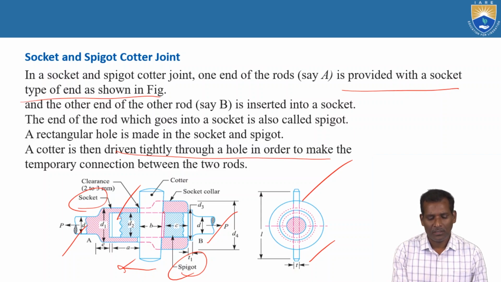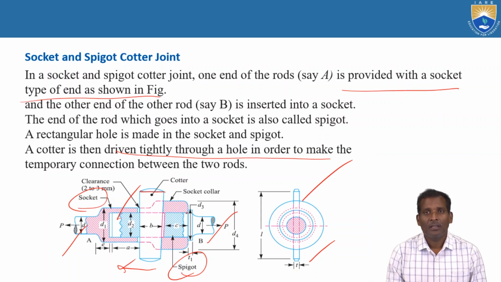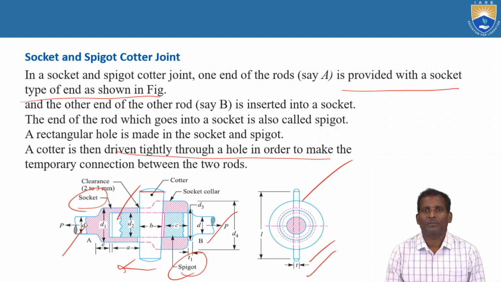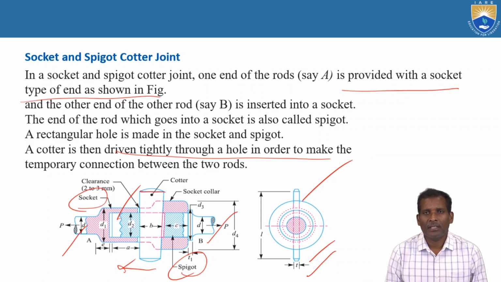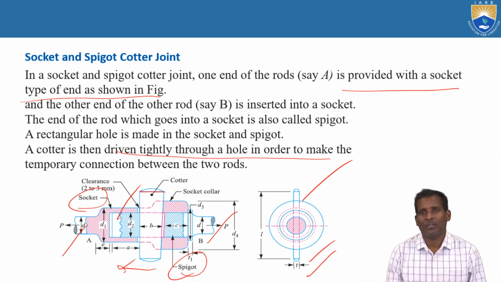Shown in this diagram, the cotter dimensions are the width B, the length or height of the cotter, and the thickness of the cotter, shown in this side view. Generally this type of joint is used for coaxial rods.